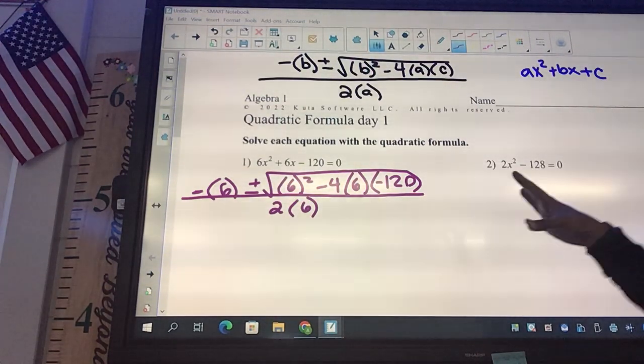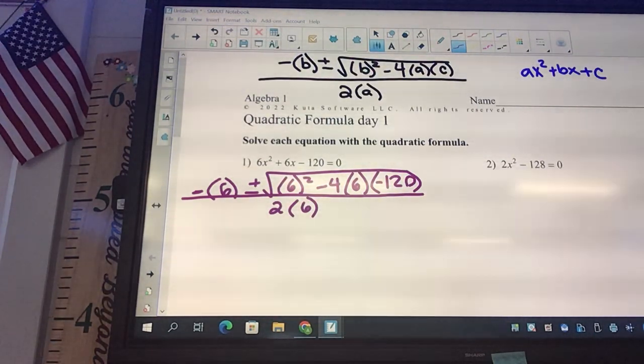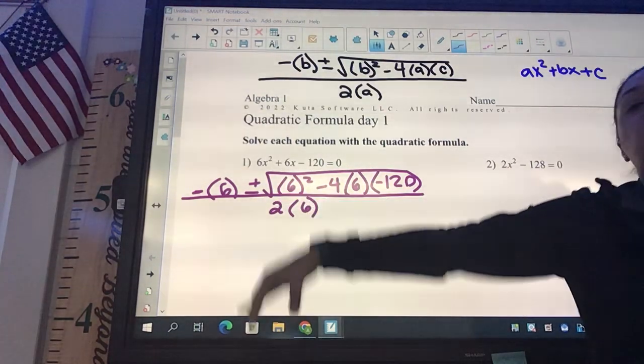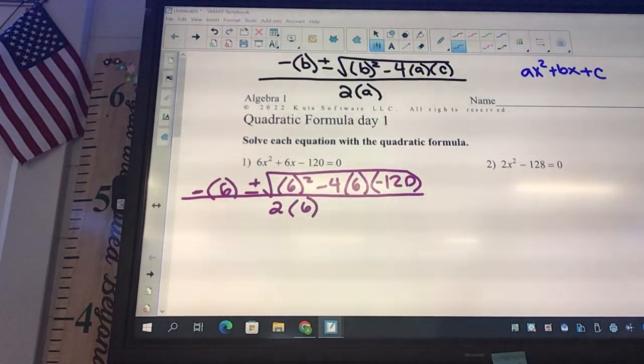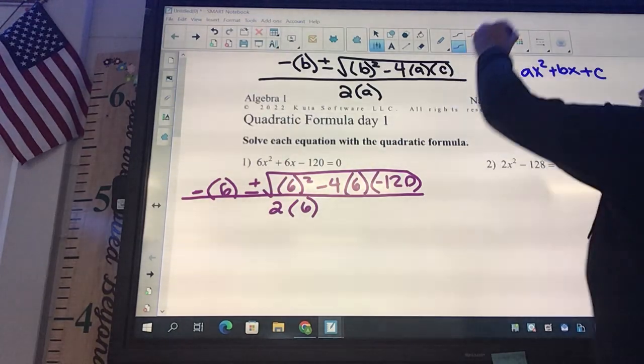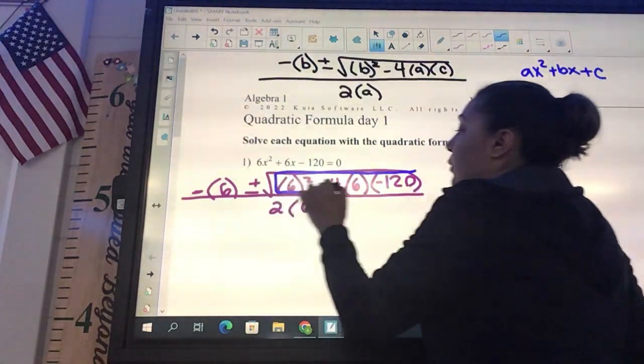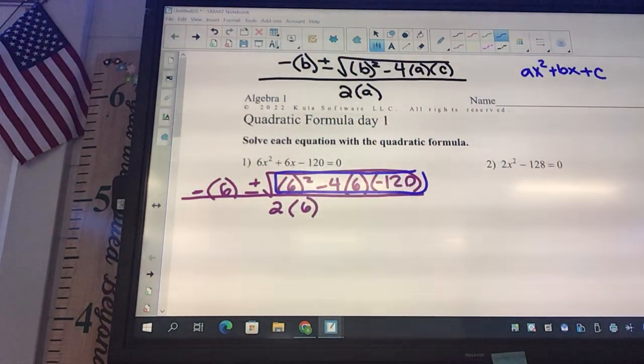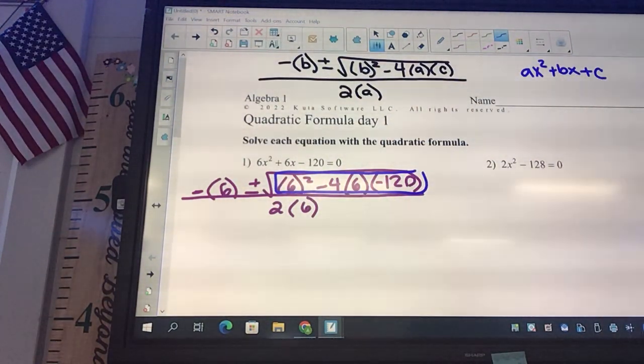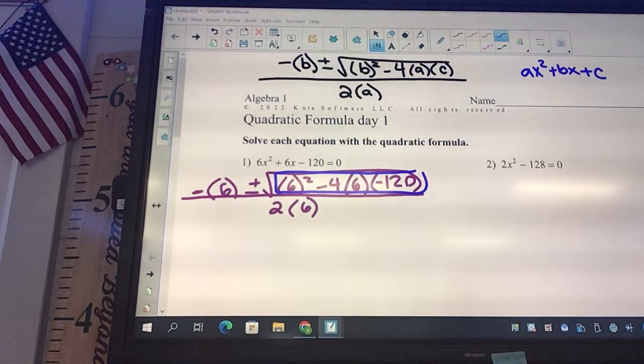From here, now that you got this part, it's fairly easy. But you cannot type in this whole thing on the calculator, so you have to type them in pieces. So you're not going to type in the square root, but you are going to type in everything under the square root. You should have the parentheses in there. So it's really 6 squared minus 4 times 6 times negative 120. So type in everything under the square root.